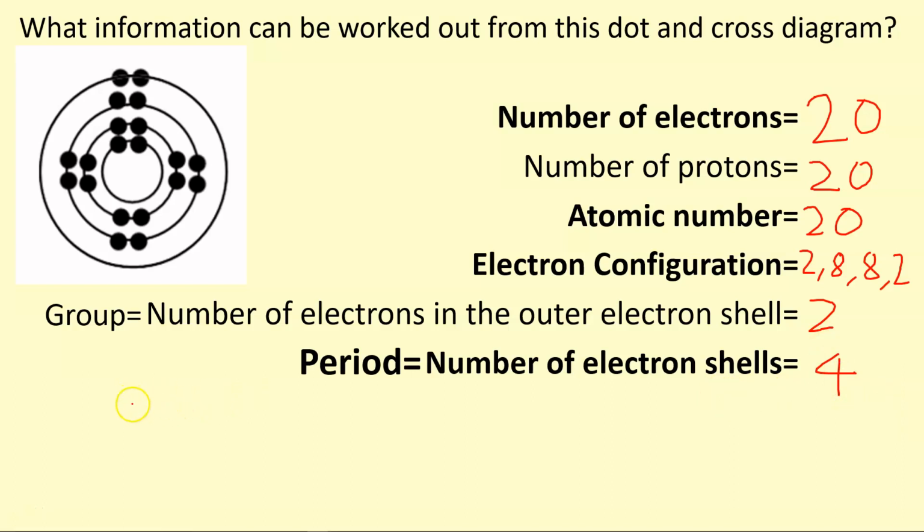If we look at the periodic table, we can find what element is found in group 2, period 4, and we would find it's calcium. The other thing we could obviously do is use the atomic number to find it on the periodic table, and we could write on calcium below the atomic number.